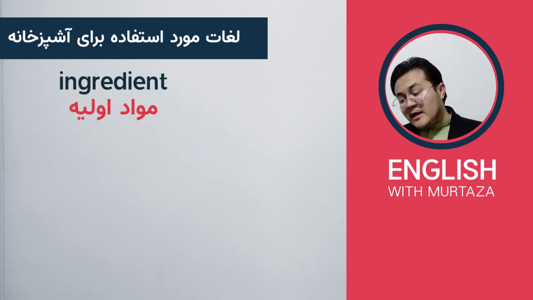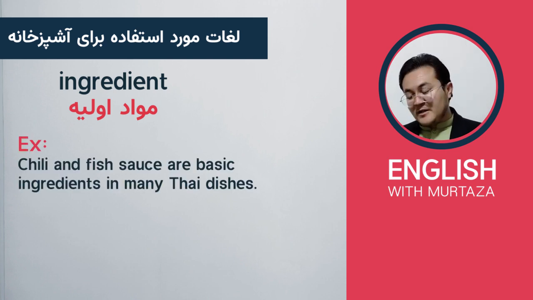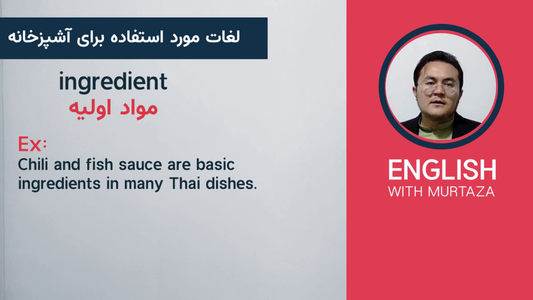Ingredients. Ingredient refers to food, liquid, herb, or spice that is used to make a particular dish. مواد اولیه. ingredient به موادهای اولیه‌ای که برای پختن یک غذا استفاده میشه دلالت میکنه. So, حالا یک جمله براتون میسازم، سعی کنین ببینین چطور ingredient استفاده شده. Chili and fish sauce are basic ingredients in many Thai dishes. فلفل و سس ماهی دو مواد ابتدایی و اولیه اکثریت غذاهای تای و تایلندی است.